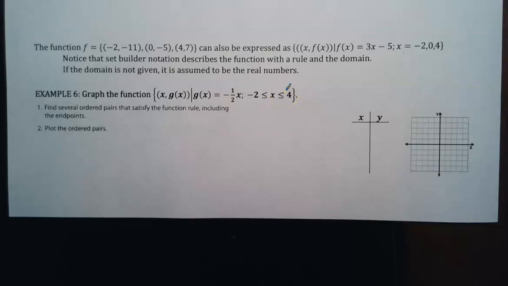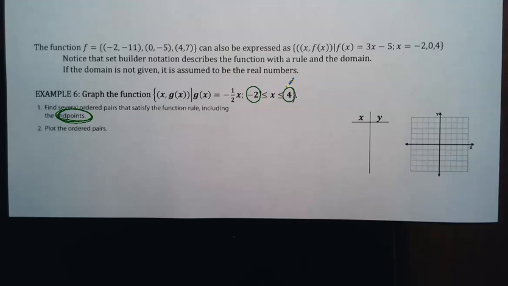Yikes, there's a lot there. So there are some guides here. Sometimes I'll take these out of the book to help you. It says find several ordered pairs that satisfy the function rule, including the endpoints. That's going to be huge. Our endpoints are the numbers that we've got here, so the ordered pairs have to include those two. You need at least 3. I always say at least 3. 4 to 5 is fine, but at least 3.